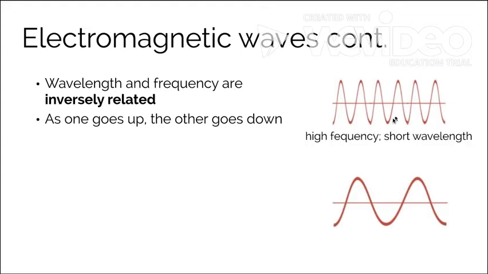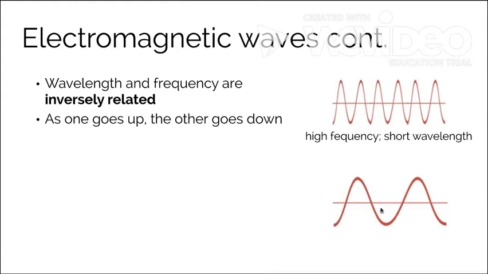All right, so if we compare these two, in this wave, because we have so many cycles, if we go through and count them, we have here one cycle, two cycles, three, four, five, six cycles. So it's a very frequent wave, so it has a very high frequency, and the distance between these waves is very short. So we would say it has a short wavelength.